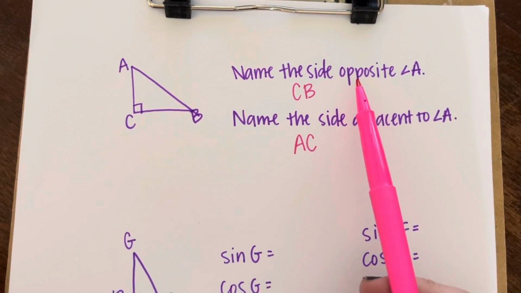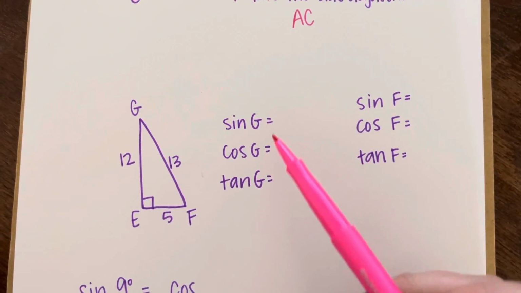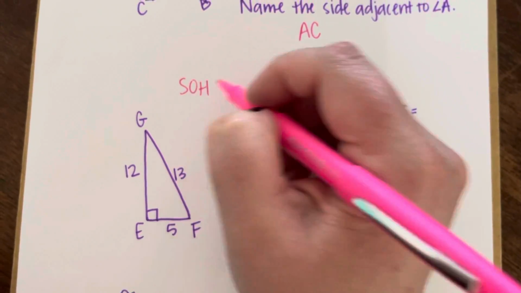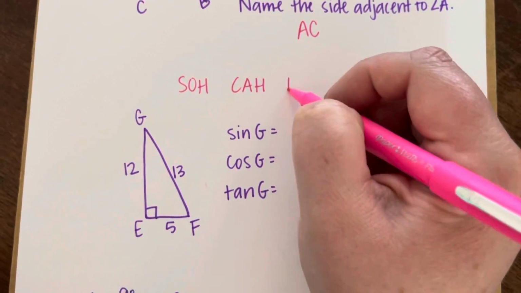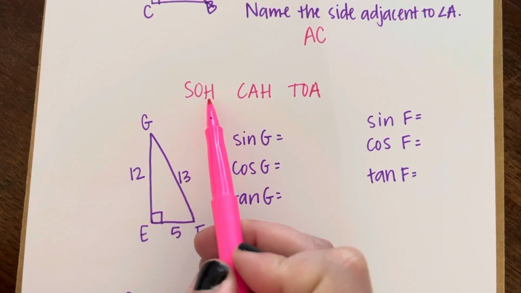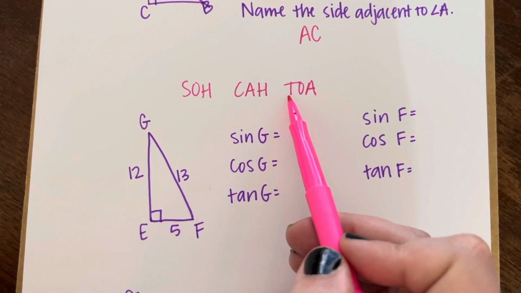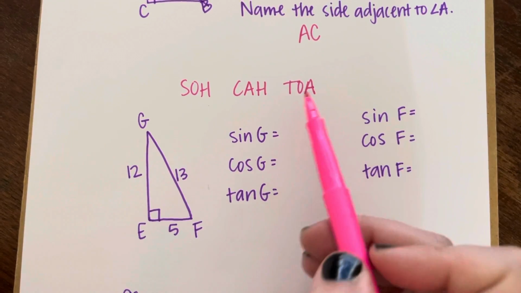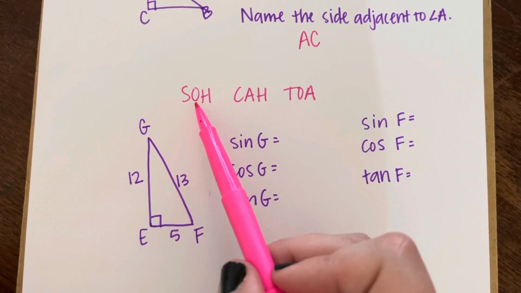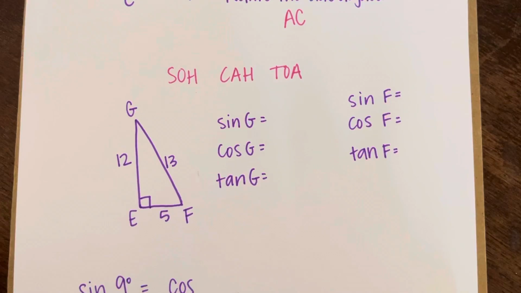Once you can tell the difference between opposite and adjacent, you can use those to fill in your sine, cosine, and tangent for your different angles. If you remember SOHCAHTOA, you can remember the fractions for each of those. Sine is opposite over hypotenuse, cosine is adjacent over hypotenuse, and tangent is opposite over adjacent. So each of those letters either stands for a trig symbol or what side of the triangle you're dealing with.